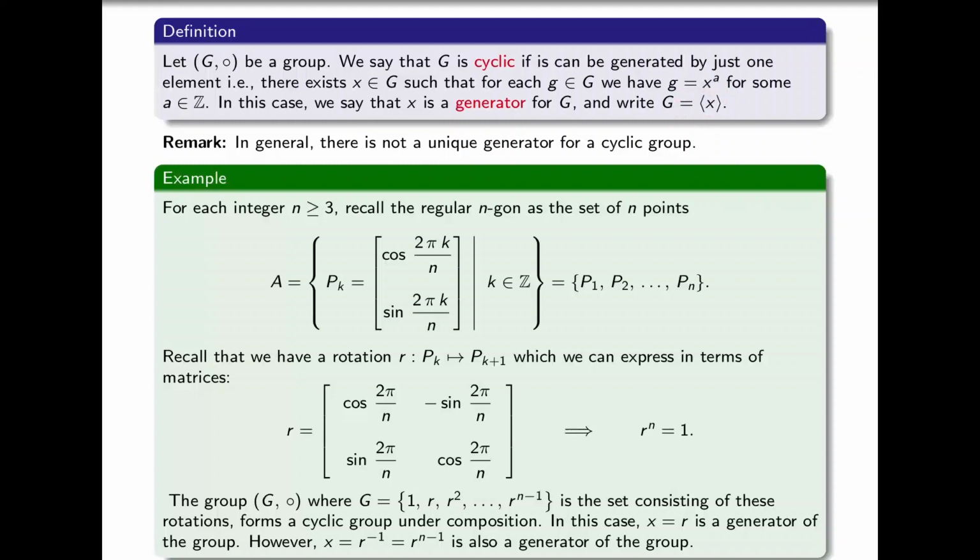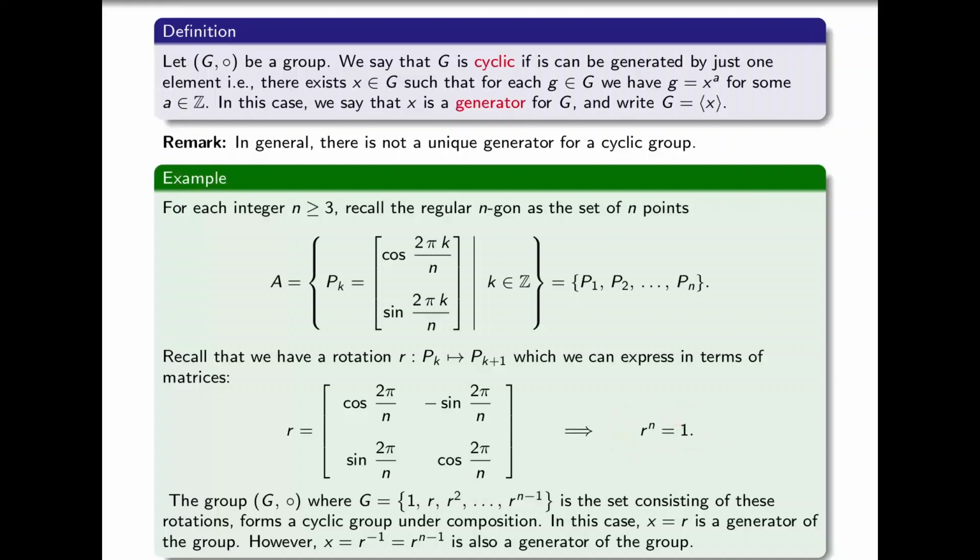As an example, let us take n to be a positive integer greater than or equal to 3, and let us consider the regular n-gon, which we define in terms of its vertices to be cosine 2πk over n and sine 2πk over n as k ranges through the integers. Since this is an n-gon, this is just going to have n vertices, p1, p2, all the way through pn. Then we have the linear transformation R, where now we view R as a linear transformation from the plane to the plane. And so R can be given the following matrix representation: cosine 2π/n, negative sine 2π/n, sine 2π/n, cosine 2π/n. This matrix, if we take it to the nth power, is going to be exactly the identity matrix.